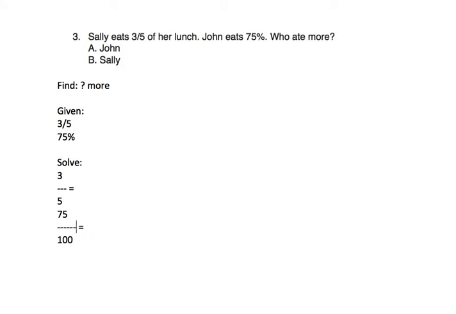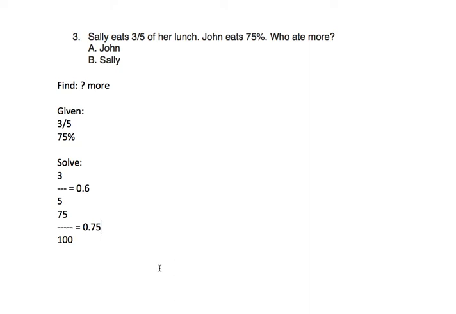So we can solve these both, and you would just do that with your handheld calculator or your on-screen calculator, whatever you're using. So 3 divided by 5 is how you would solve that, 3/5, and make it into a decimal. And I got 0.6, and then 75 out of 100, and I get 0.75.